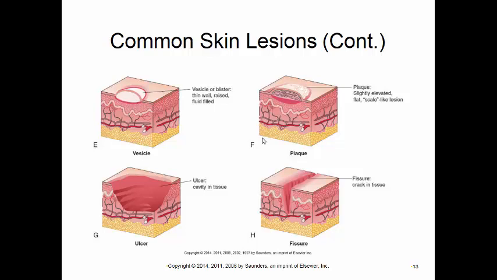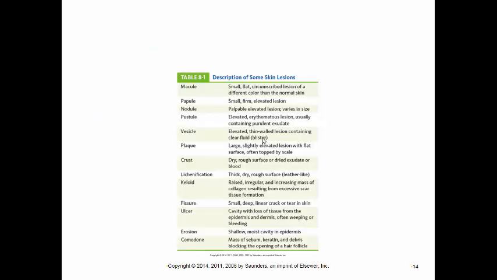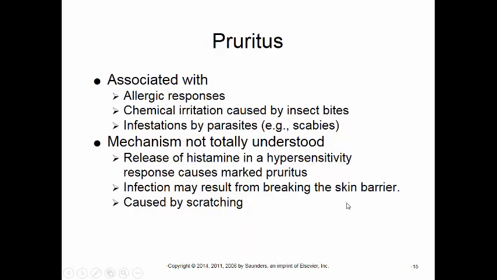A plaque is a slightly elevated, flat, scale-like lesion. An ulcer is where we have a cavity where the tissue has been eroded. A fissure is a crack in the tissue, and you can see there's a few other ones. Erosion is a shallow and moist cavity in the epidermis. The ulcers are usually a little bit deeper, and can be weeping or bleeding. And a comedone is a mass of sebum, keratin, and debris blocking the opening of a hair follicle.